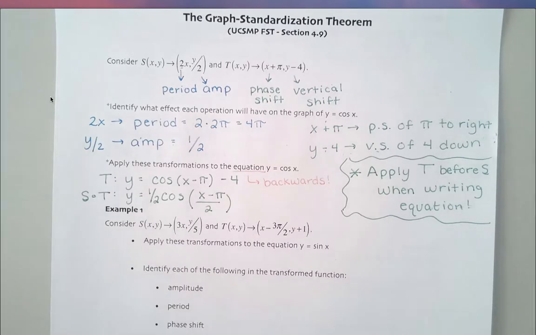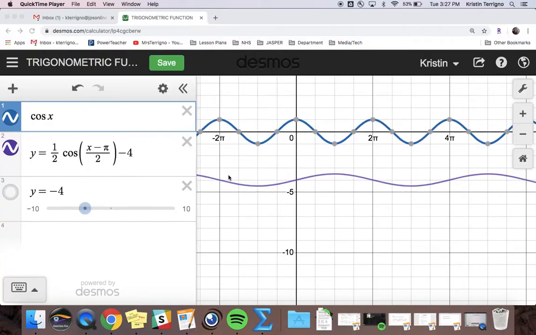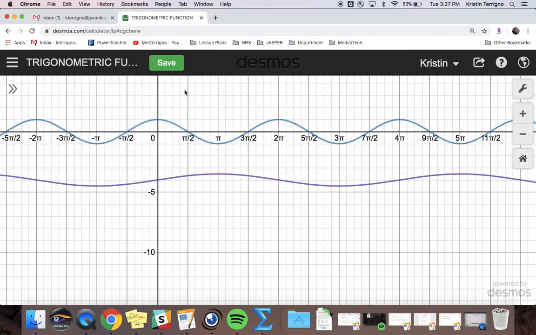So let's take a look at that real quick. But what I've done here is I went ahead and graphed the original parent function, y equals cosine of x, and then I graphed the equation that we just came up with a second ago in that first example, because I wanted you to be able to look at it and see what's actually happening. So the blue line is the parent function, the purple line is our new graph, and I want to be able to verify that what we said is true is actually true.